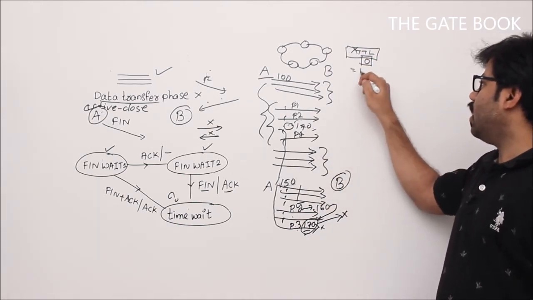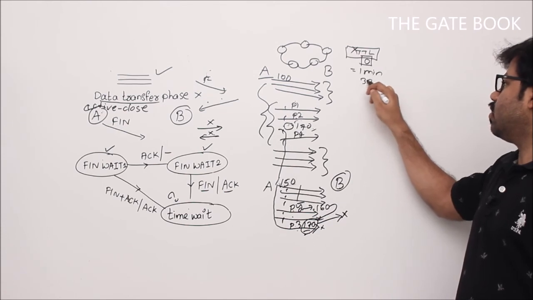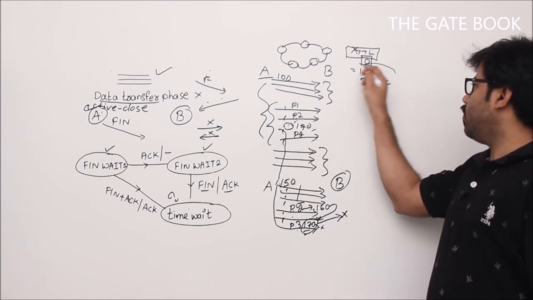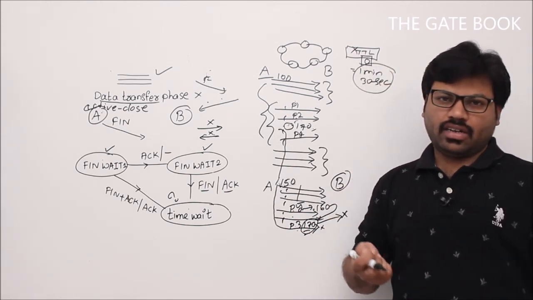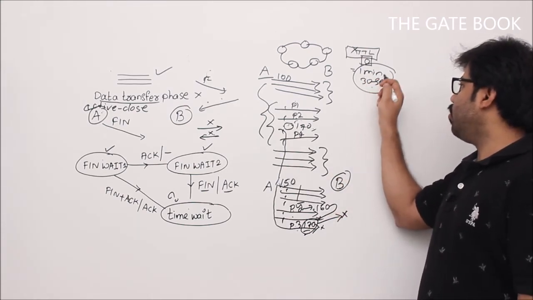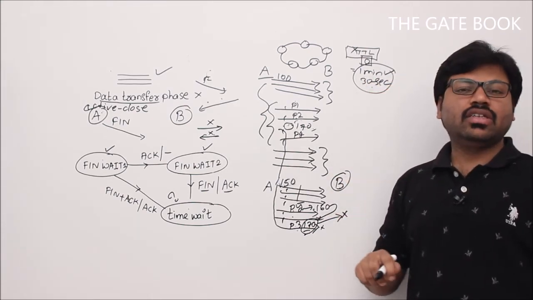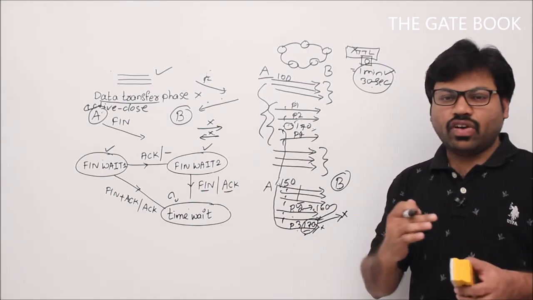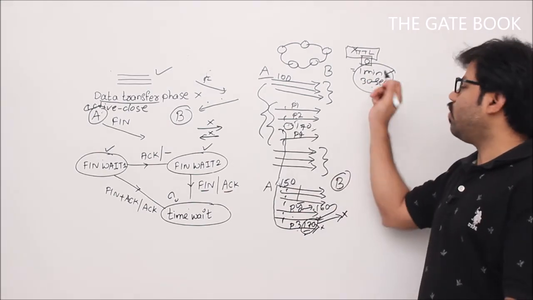That lifetime is generally 1 minute, otherwise 30 seconds, typically. By observation it will be calculated, so this value will be taken. For example, let's say the packet lifetime is 1 minute. That means the internet layer, otherwise the network layer, is going to kill the packets after 1 minute.